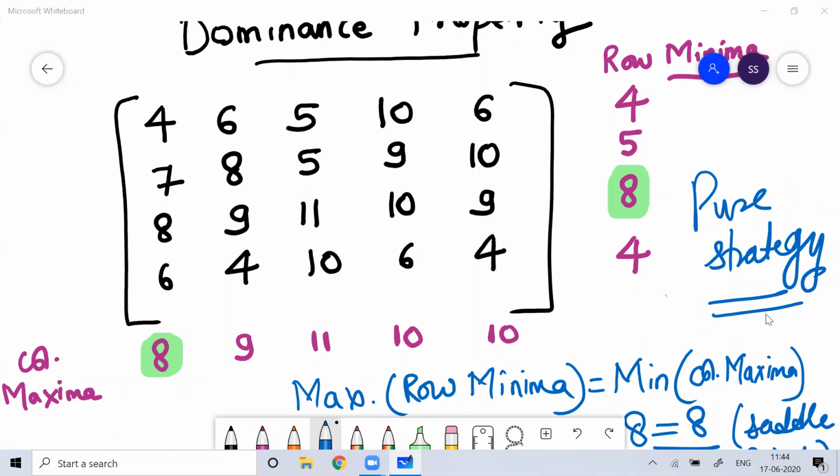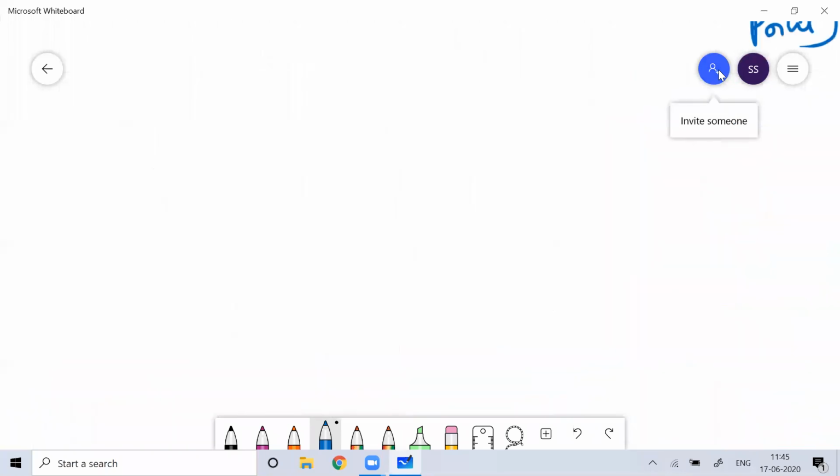In case this problem cannot be solved by using pure strategy, then we learn how to do it with mixed strategy. The graphical method and all that we used when it can't be solved by pure strategy, I hope you remember. Now, the same problem, if I ask you like this.